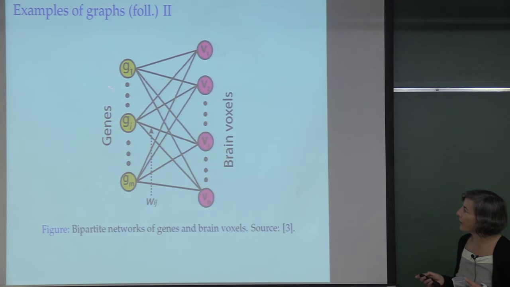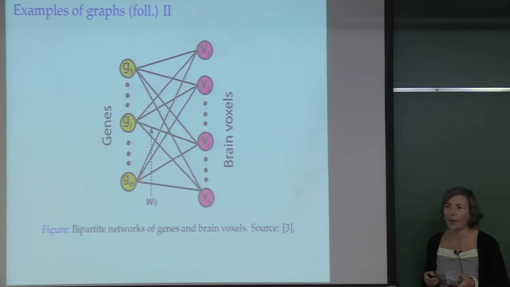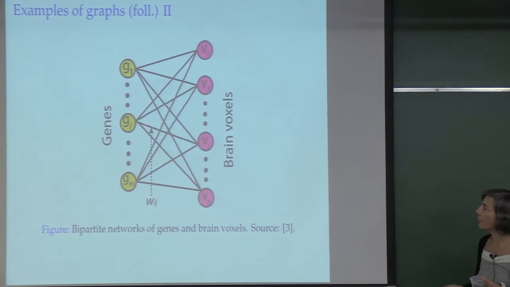Here it's what we call a bipartite network. In a bipartite network, you have two different sets of nodes, which we call parts. So this is the first part, and this is the second part, and you only have links from nodes in the first part to nodes in the second part. You don't have links within the different parts.